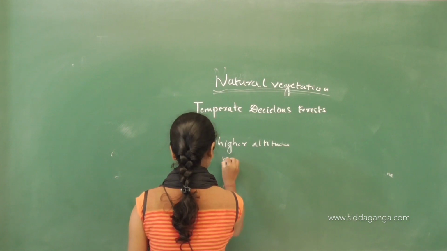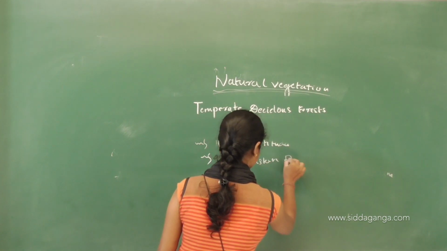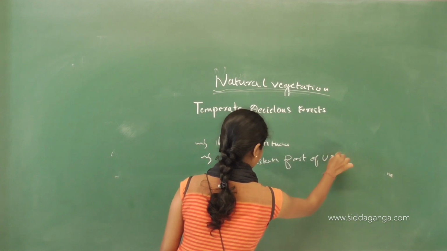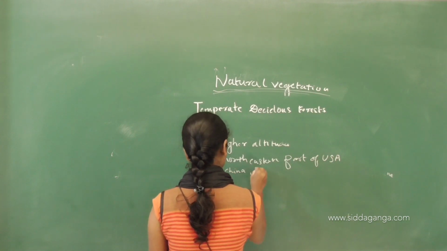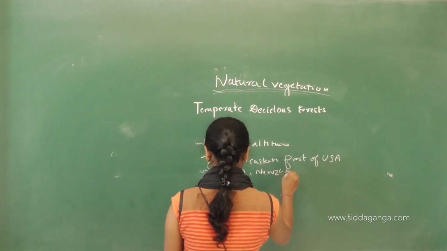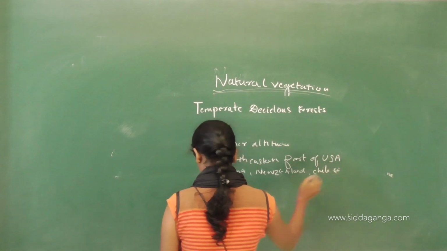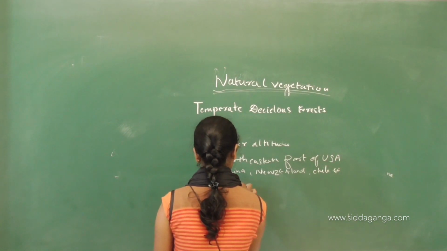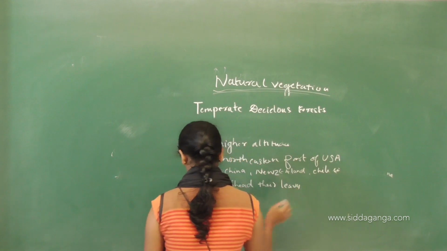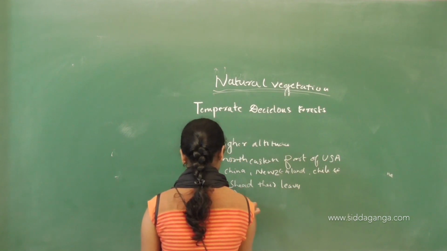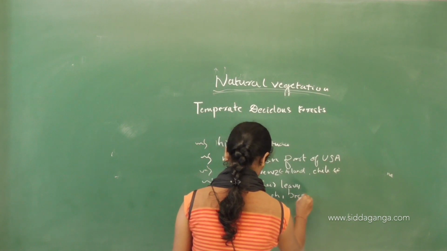Okay, these are found in the northeastern part of the USA, and China, and New Zealand, and Chile, etc. And they shed their leaves in the dry season. Examples are oak, ash, beech, etc.